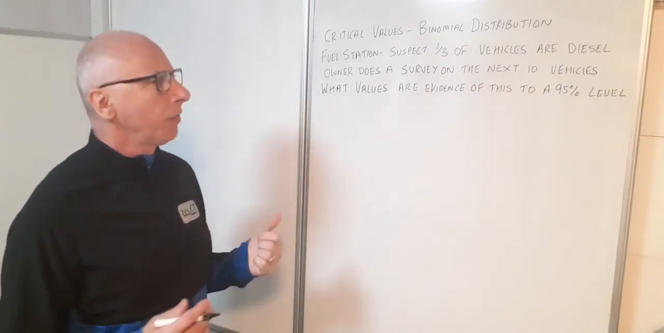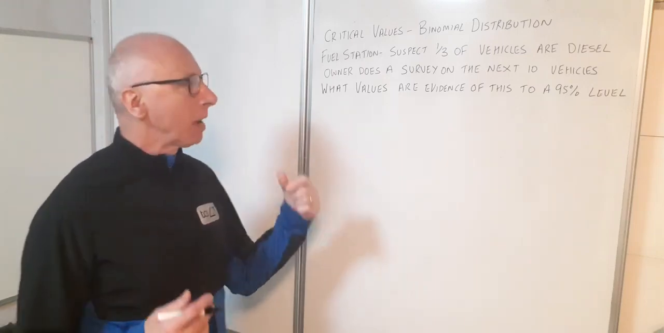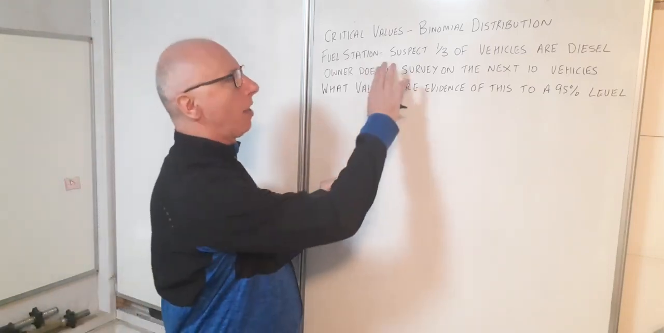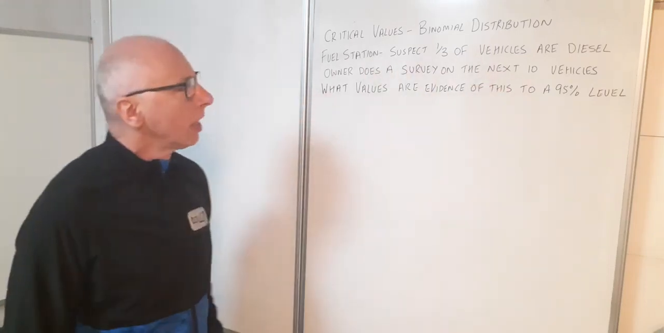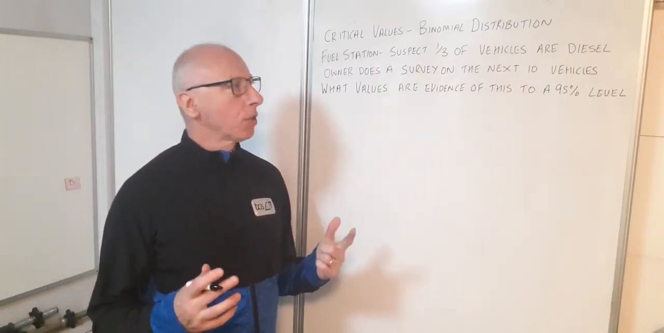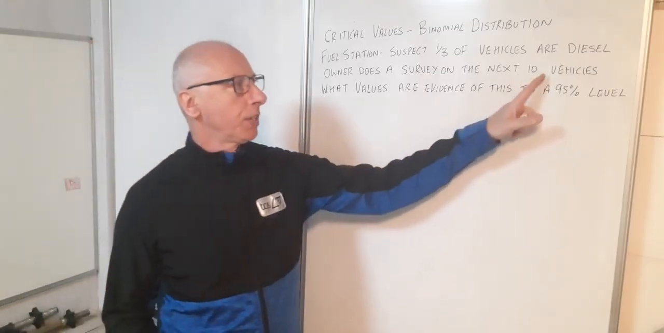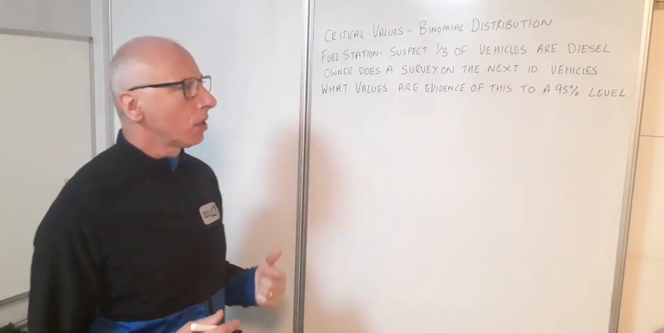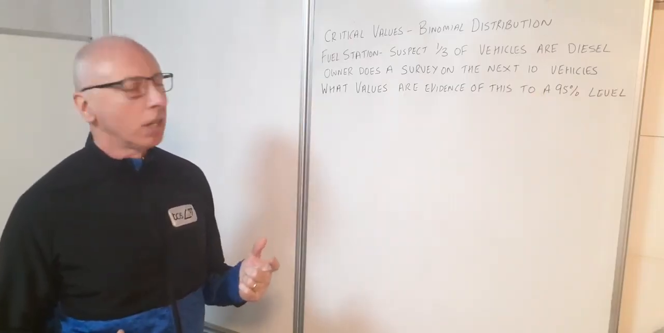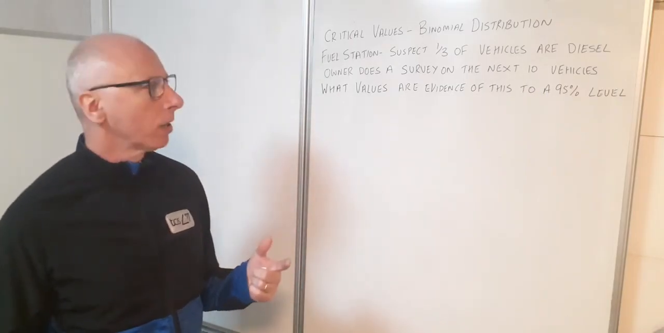So he wants to be 95% sure in some sort of evidence-based mathematical survey that a third of the vehicles are diesel. So as this is a case where the vehicles turning up are diesel or not, and we've got a set number of tests for our survey, this is going to use the binomial distribution because we can assume each vehicle turning up is independent of the next or the previous vehicle.